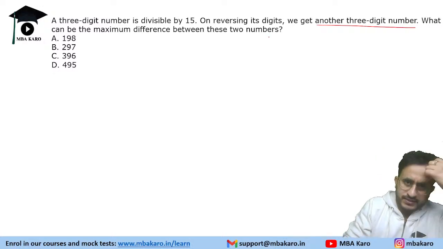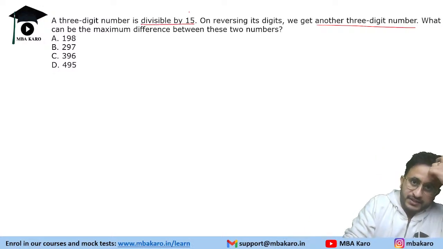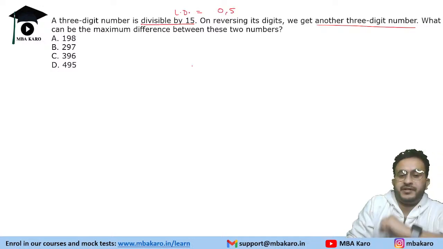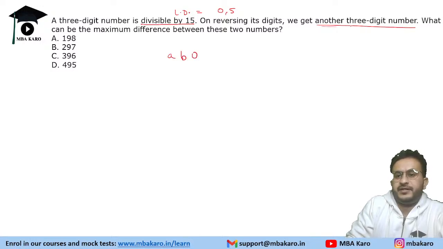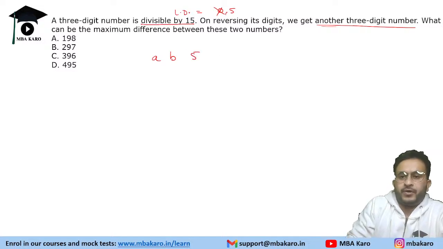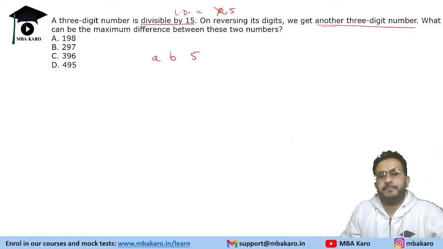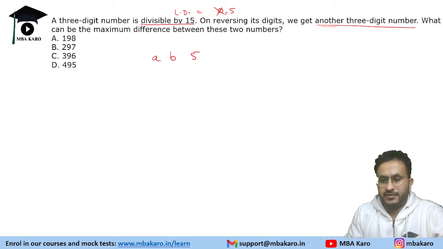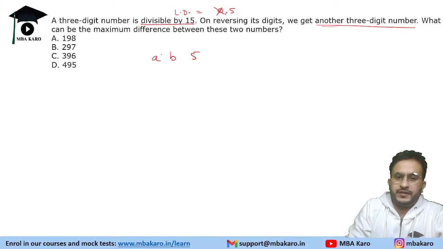So let's think about this. Divisible by 15 means the last digit will be 0 or 5. But if you put the last digit as 0, let us say A, B, 0, the reverse will be a two-digit number only. So the last digit cannot be 0, it has to be 5. So the number is A, B and 5. On reversing the digits, we get a three-digit number. So we need to find the maximum difference.